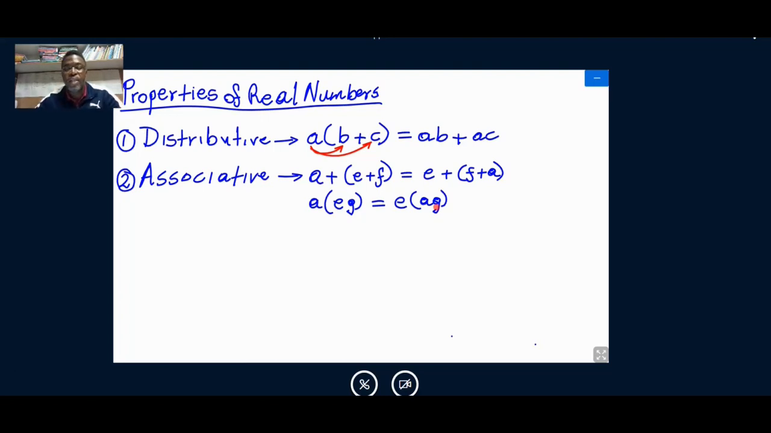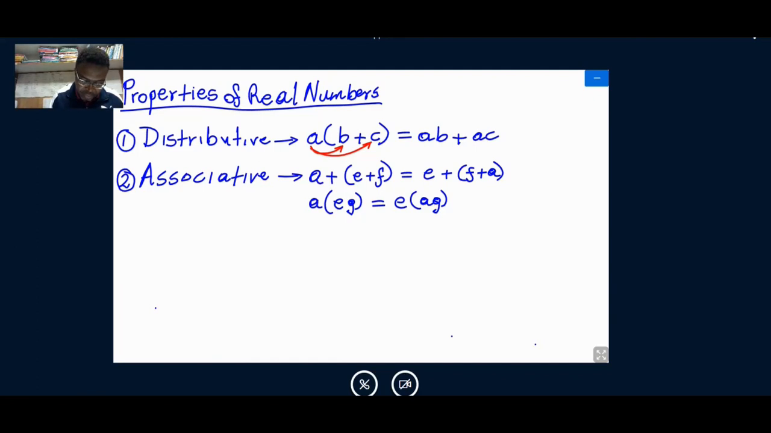I want you guys there at home to try these properties. Just put any numbers. You assign a number to A, a number to E, a number to G. Multiply them and reorder it and multiply again and see if you're not going to get the same answer. You will. That is what we mean by associative property.